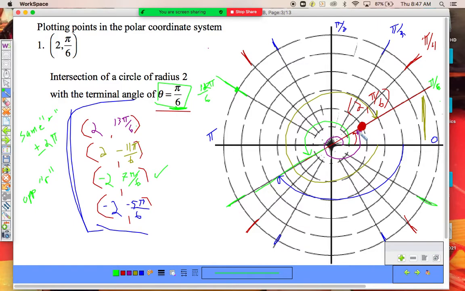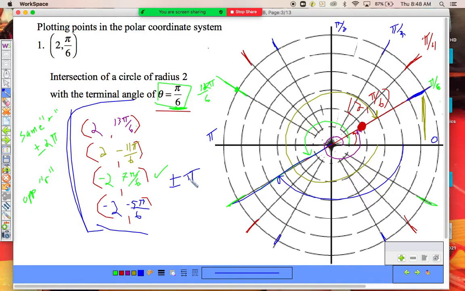If I want to do the opposite r, if I want to end up here and rotate backwards instead of being here, what did I add and subtract? To end up on the other side, halfway around. Yeah, add and subtract pi.